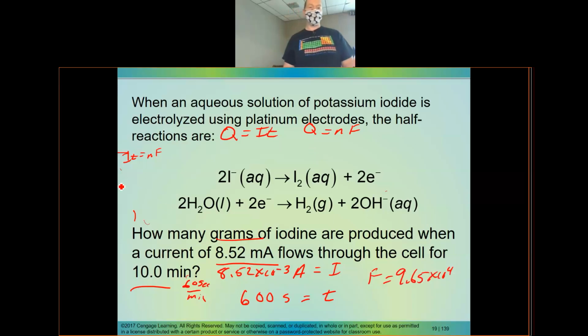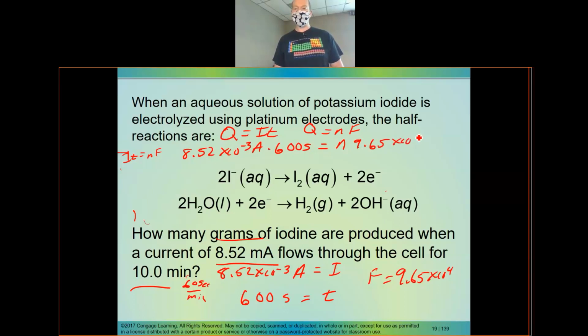All right, so I have 3 of the 4, I have 2 of the 3 variables. F is not a variable, it is a constant. So I just plug in my numbers. For my current, I have 8.52 times 10 to the minus 3 amps. Units are very important. It has to be in amps for your current, and it has to be in seconds for your time, 600 seconds. That is equal to moles of electrons times Faraday's constant, 9.65 times 10 to the fourth.